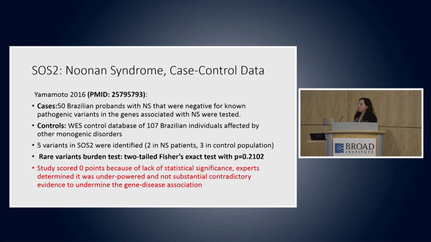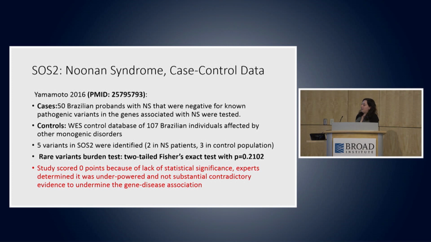So there's then a case control study also in Yamamoto 2016. For the cases, there were 50 Brazilian probands with Noonan syndrome. They were negative for known pathogenic variants in the genes associated with Noonan syndrome. And the control was exome sequencing of 107 Brazilian individuals affected by other monogenic disorders.